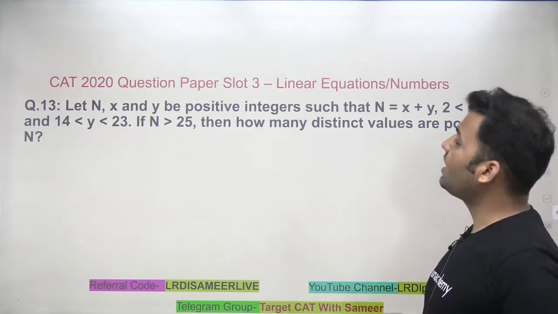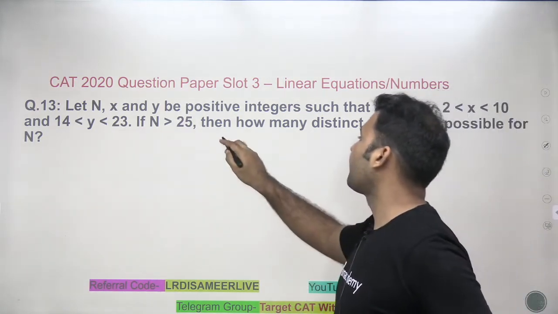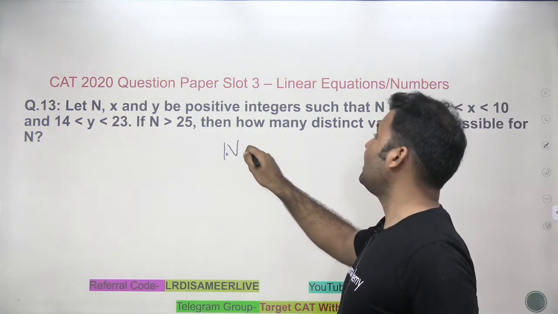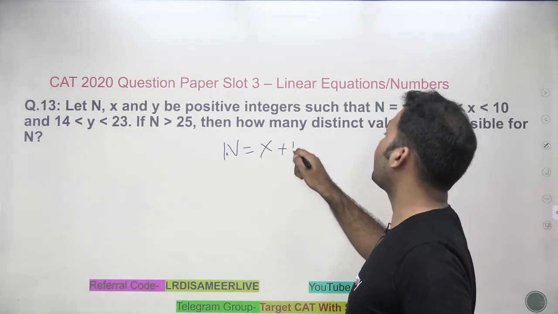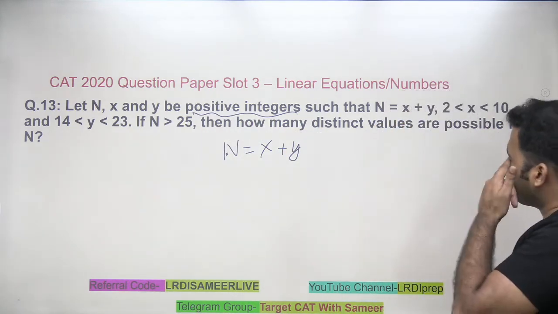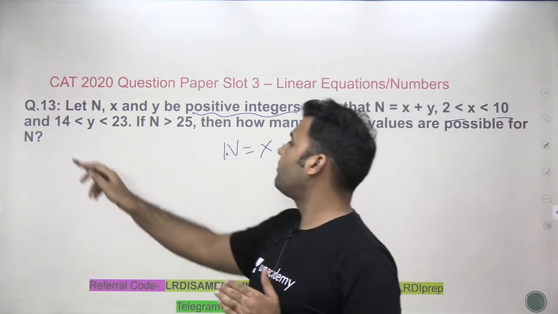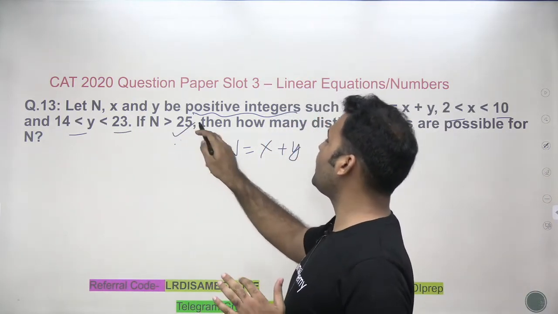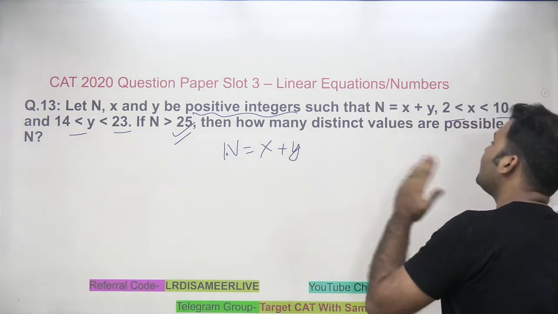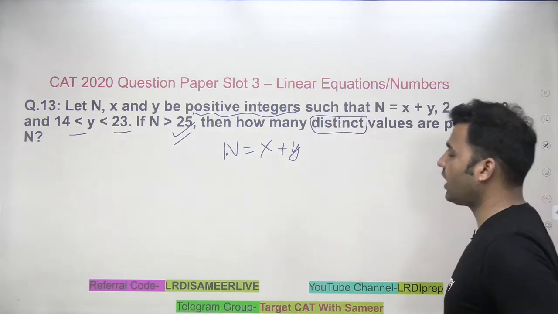It says let n, x, y be positive integers such that n is equal to x plus y. The value of n is a positive integer, don't forget. x, y are also positive integers, right? Now x is greater than 2 and less than 10, y is greater than 14 and less than 23, and n should be greater than 25, then how many distinct values? Keep this in mind, I want distinct values possible for n.